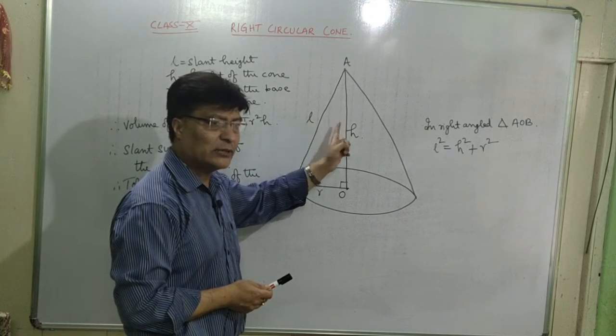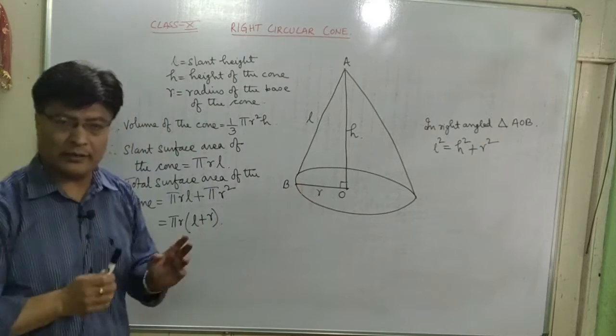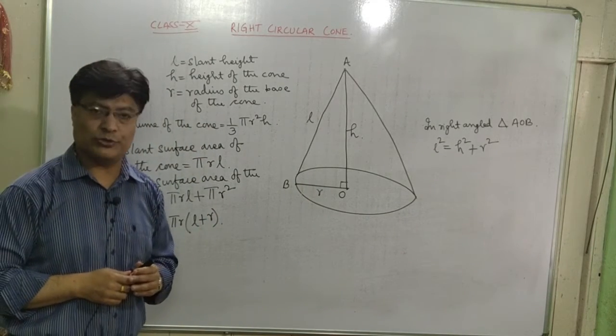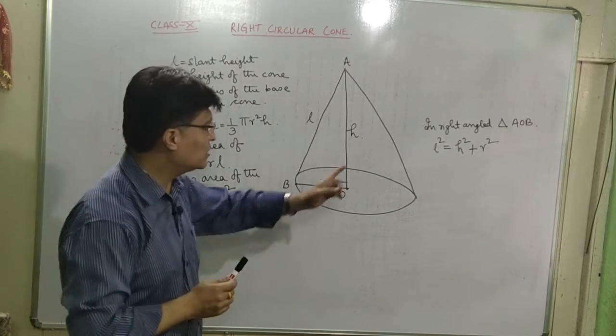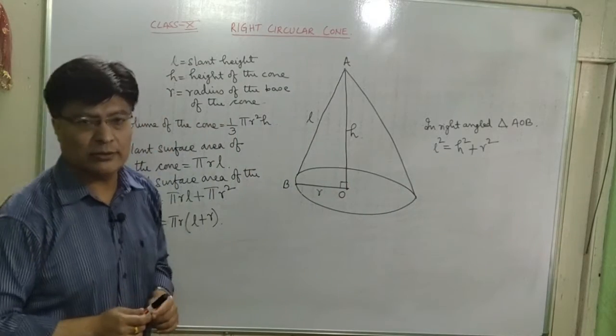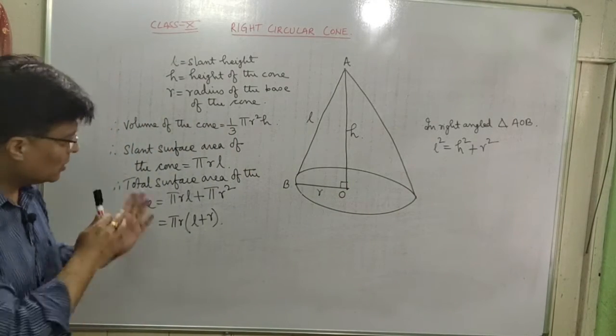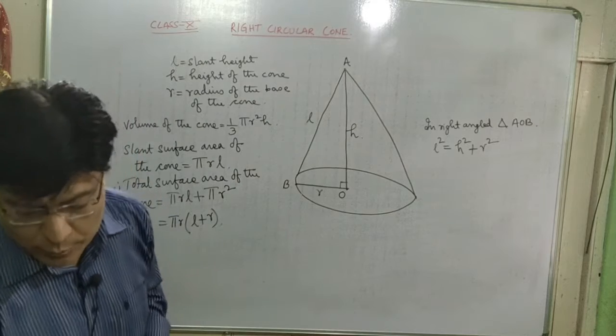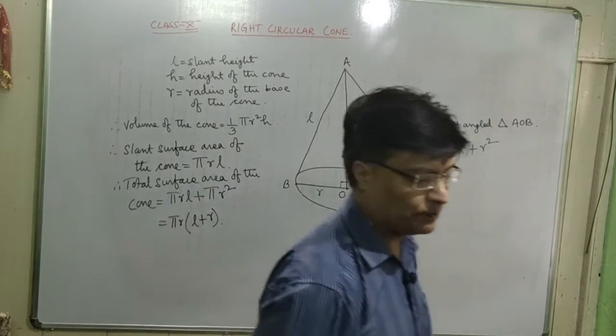So that is L square is equal to H square plus R square. Here Pythagoras theorem is used. So sometimes we may use this formula also. That is L square is equal to H square plus R square. So you can copy it. Now we will do problems from the book.